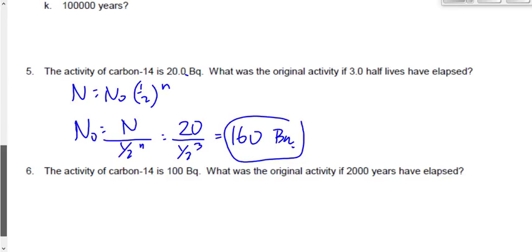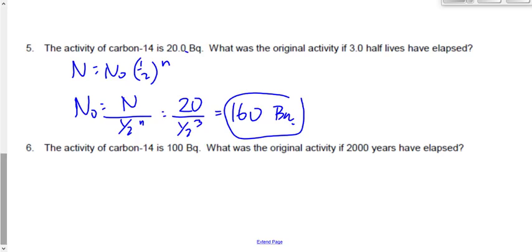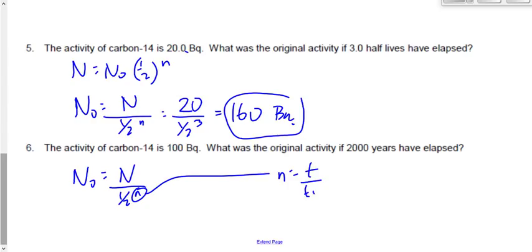I think question number 6 is pretty much the same. I'll address one little thing in question number 6, though. We're going to set it up the same way. N0 is equal to N over 1/2 to the little n. You just have to find little n here, and little n, of course, is going to be equal to t over t 1/2. It's 2,000 years divided by what? Just check a previous question, one of the other questions where it tells you the half-life is 5,730 years. So get the number of half-lives, and then sub it in the same way as we did in question number 5, and you should be good to go there.